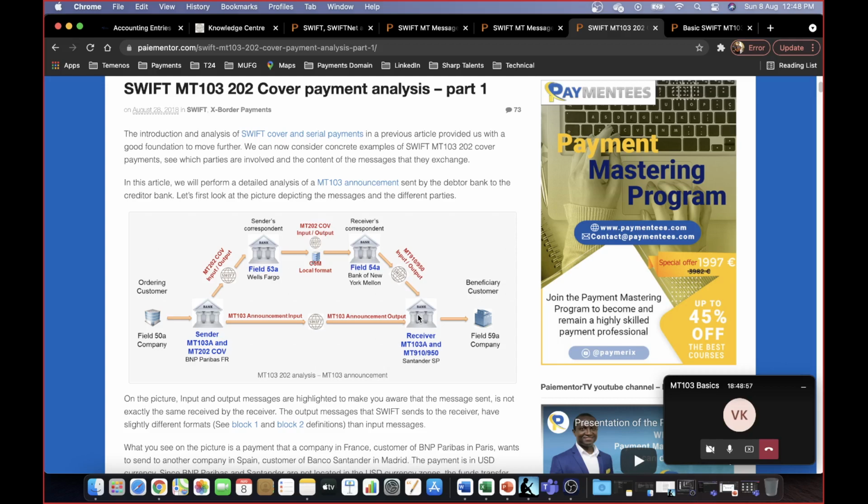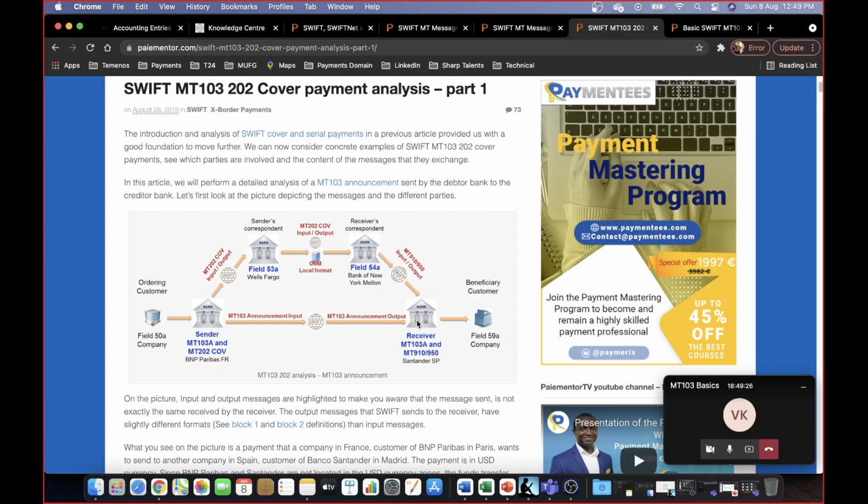A cover method is a method in which the sender sends an MT103 announcement to the receiving bank and uses another type of message called MT202 cover to send funds. The MT202 cover carries the actual funds, and the MT103 announcement is just an announcement saying that funds are coming via that MT202 cover. The receiving bank usually reacts to it in two ways.